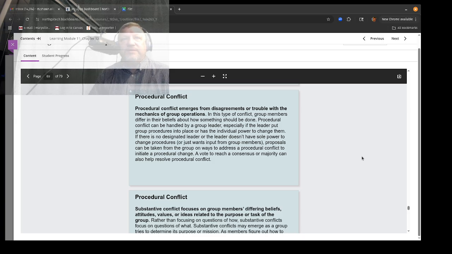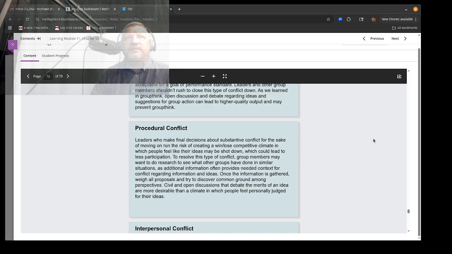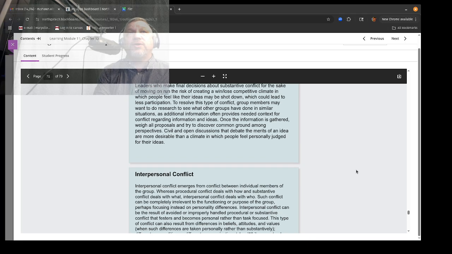Substantive conflict focuses on group members' differing beliefs, attitudes, values, or ideas in regards to the purpose or task that we're trying to solve. And substantive conflict, again, is missing when leaders make final decisions without talking about problems, and just move the meeting on. We're just going to go with this decision because I feel it's the right decision and I'm the leader. Okay? That's not a way to lead. Group members need to voice their concerns and be heard.